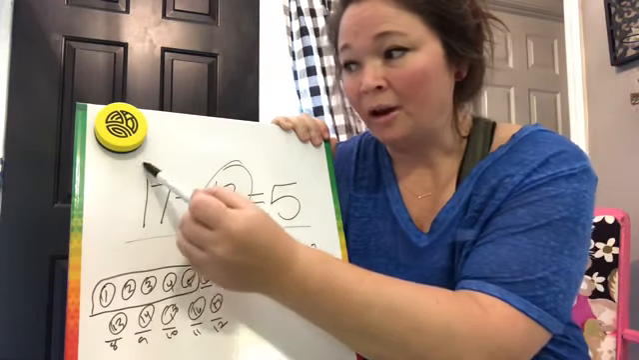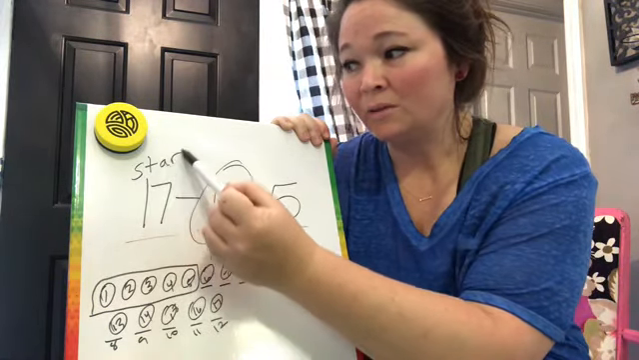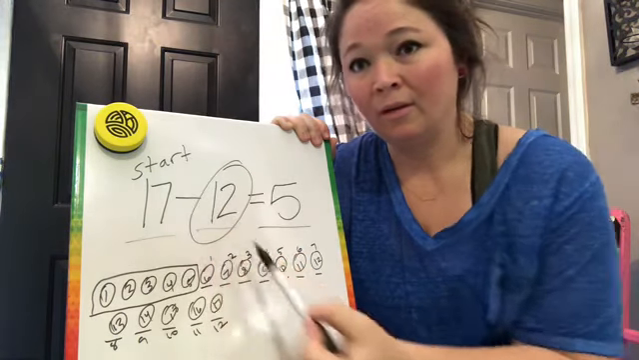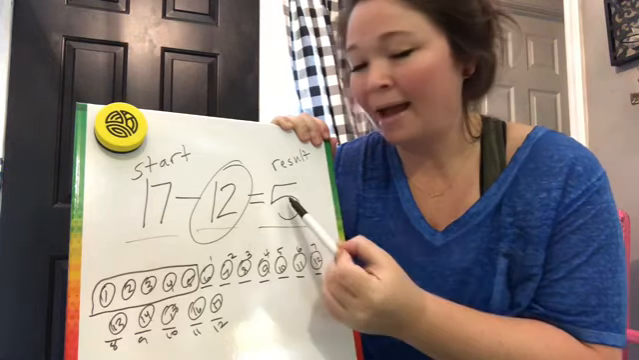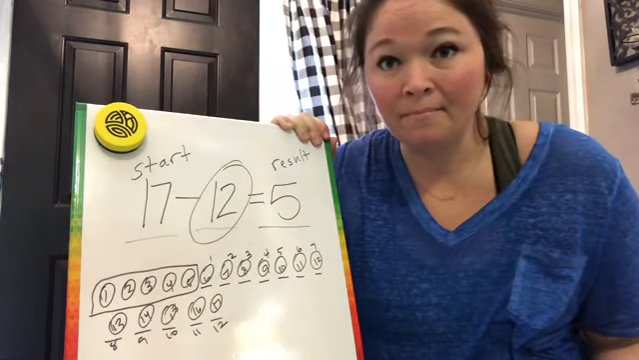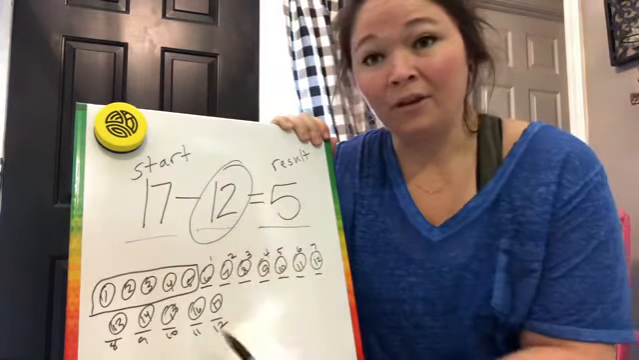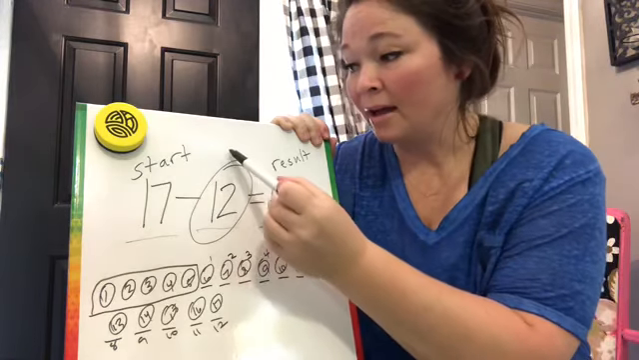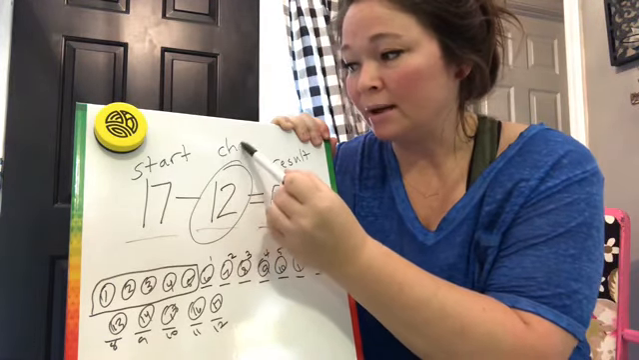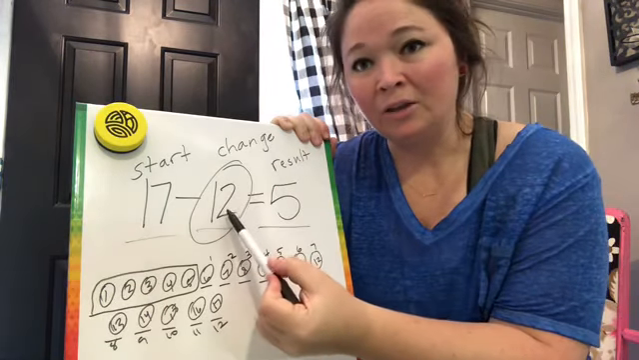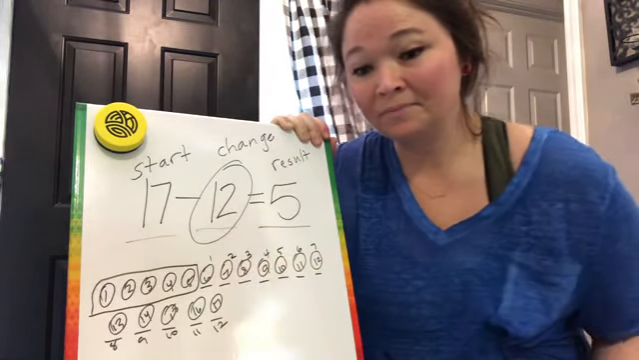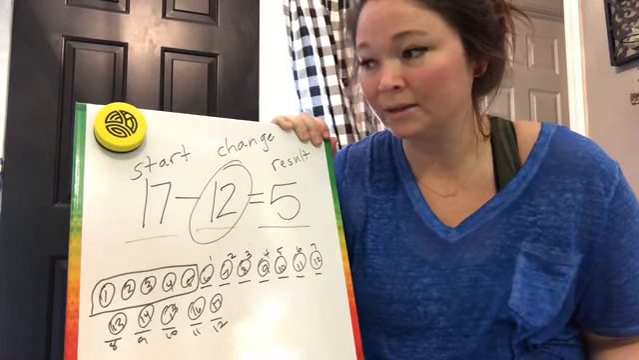Okay? I know my start. That's what we started with. I know my result. That's what was in the bag after he planted some. And now that I've figured it out and drawn it and counted, I know what the change was. This change was what he planted. Okay, 12. He planted 12.